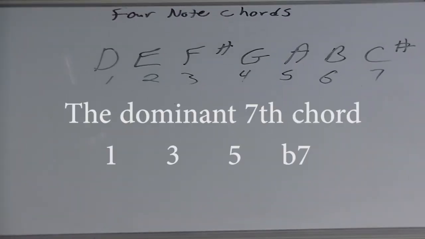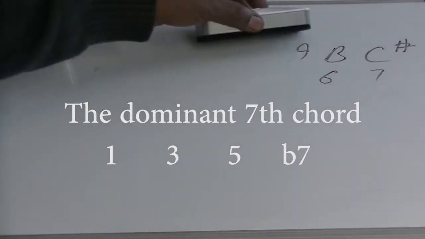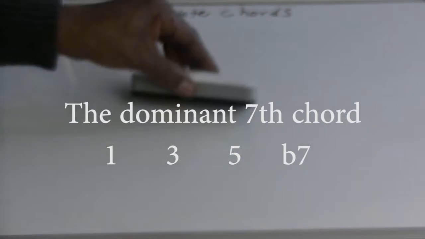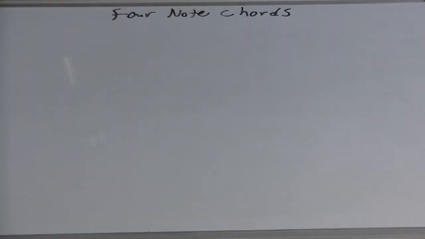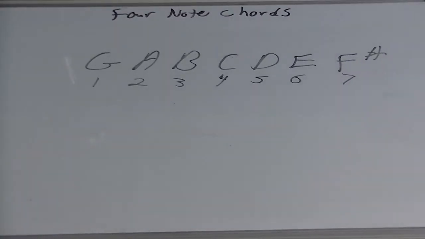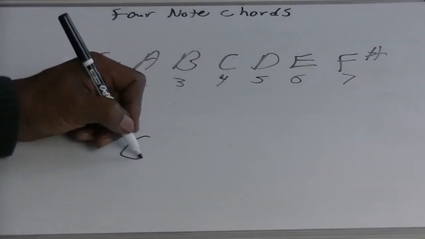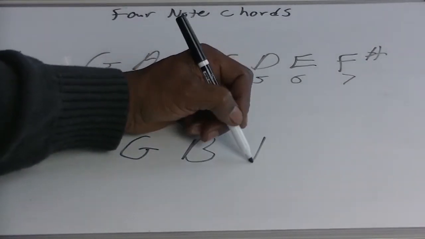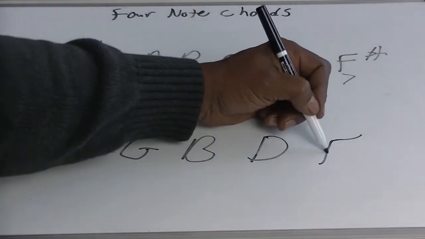Next thing I want to do is take a look at our dominant 7th chord, and that is a G chord. So I'm going to analyze that with respect to the G major scale. When we take a look at our G dominant 7th chord, or as it's commonly referred to, a G 7th chord, we have the notes G, B, D, and F.